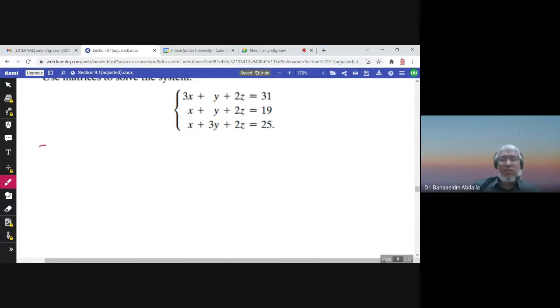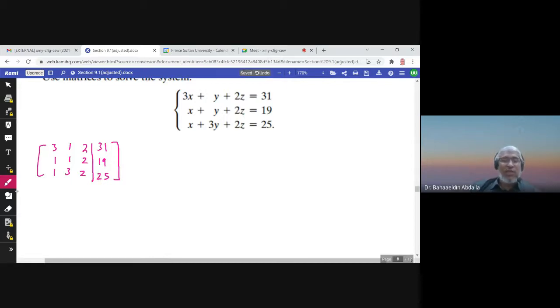The first step is to write the augmented matrix: 3, 1, 2, 1, 1, 2, 2, 3, 2, and the vertical bar, and 31, 19, 25. So this is the augmented matrix. Let us change it to row echelon form.